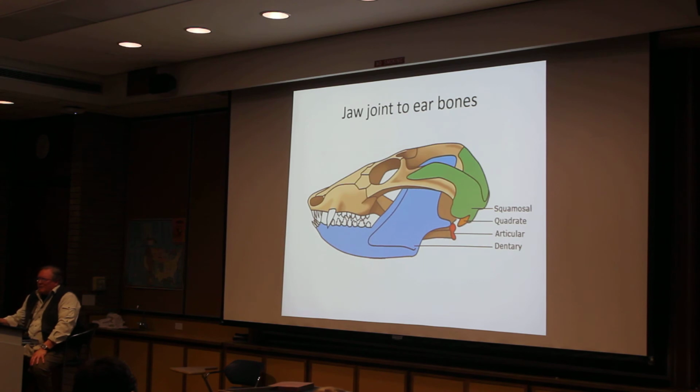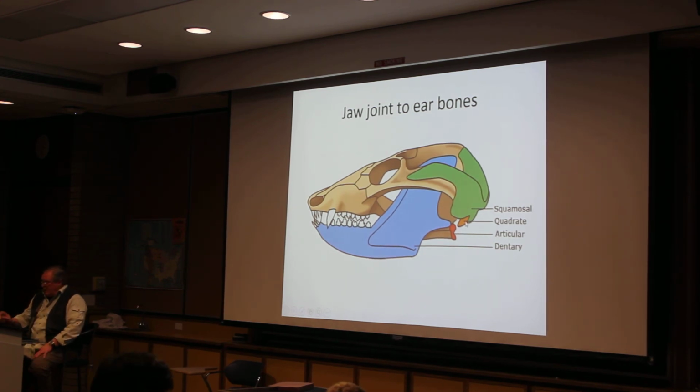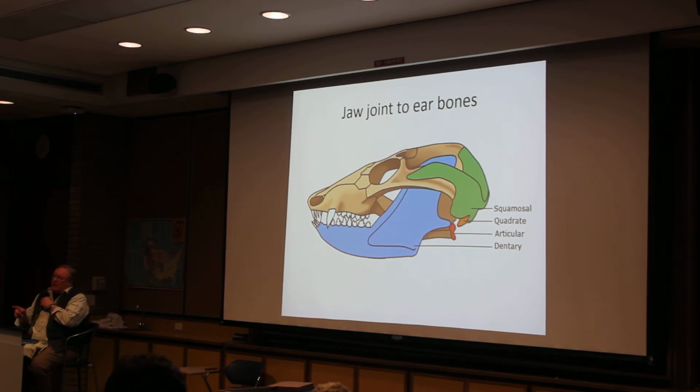We've already talked about this. This is a primitive mammal, more like a reptile almost. And what is listed here as a dentary is what you would call a mandible. The squamosal is the temporal bone. But importantly, the TMJ is made up of a quadrate and an articular, these little tiny bones that form what we would call a TMJ.